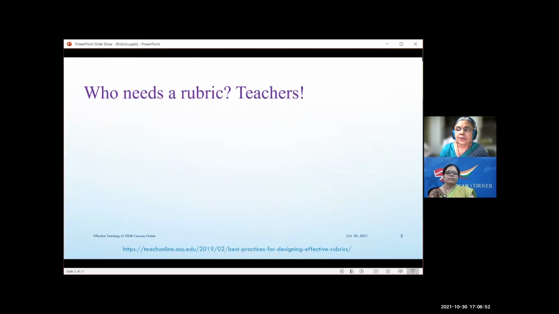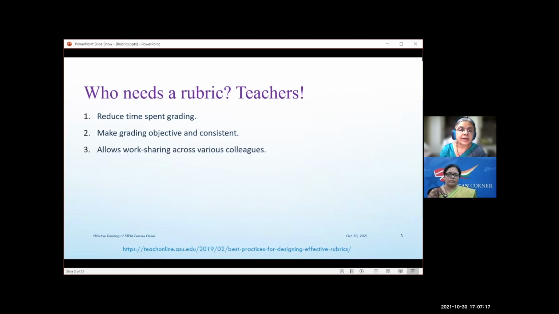Okay, so who needs it? Definitely we need it as teachers, because it reduces the time that we spend in doing the grading, and sometimes we have hundreds of papers. By the time you have reached the 50th paper, you forgot how you were giving marks on the first paper. So making this a guide for yourself makes it very objective and consistent, and it also lets you ask others to help you, because no matter how many people share in the grading, they are all going to give the same kind of marks, right?